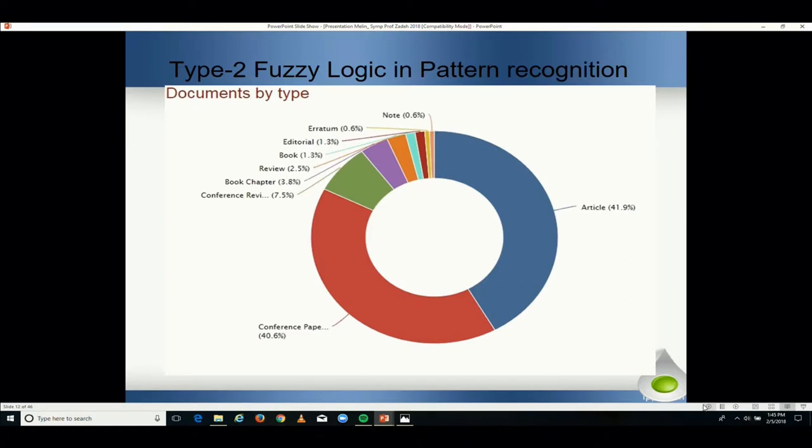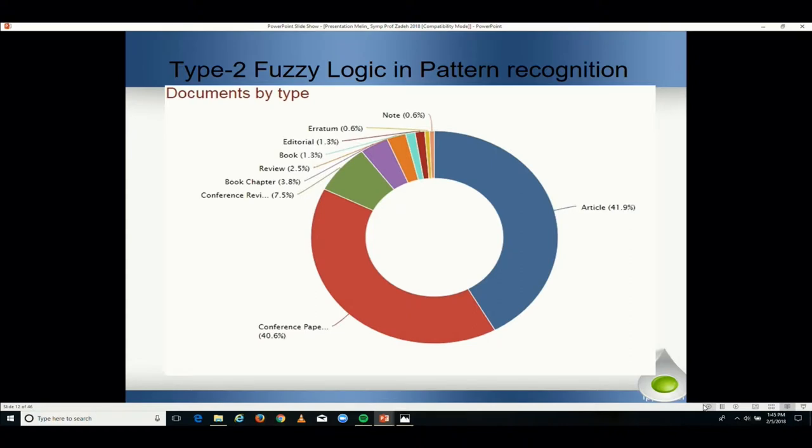That is from Scopus also. And this gives us a view of how type 2 fuzzy logic applied in pattern recognition is growing.